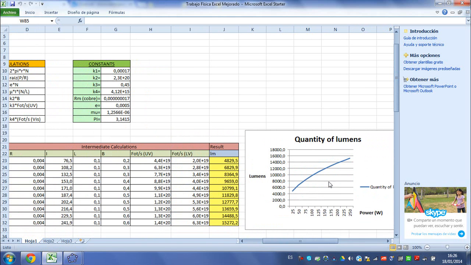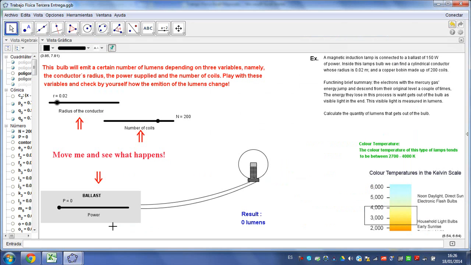And this is its graph. Here we can see that when the power supply to the lamp increases, so does the quantity of lumens that this lamp emits. This means that the quantity of lumens is directly proportional to the power supplied. This can be easily represented in our GeoGebra.